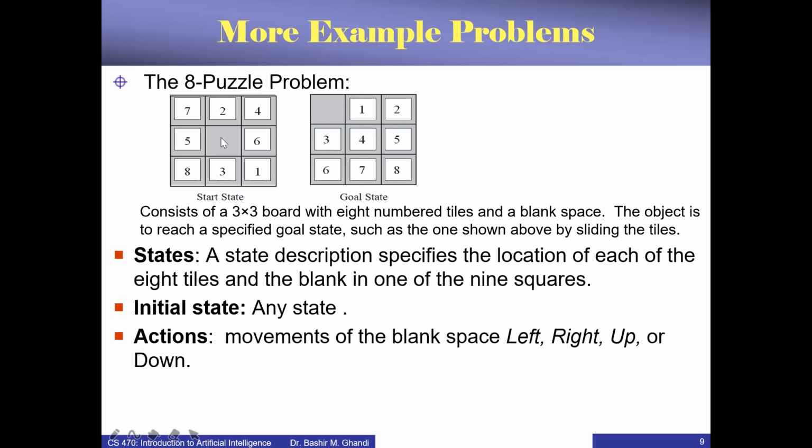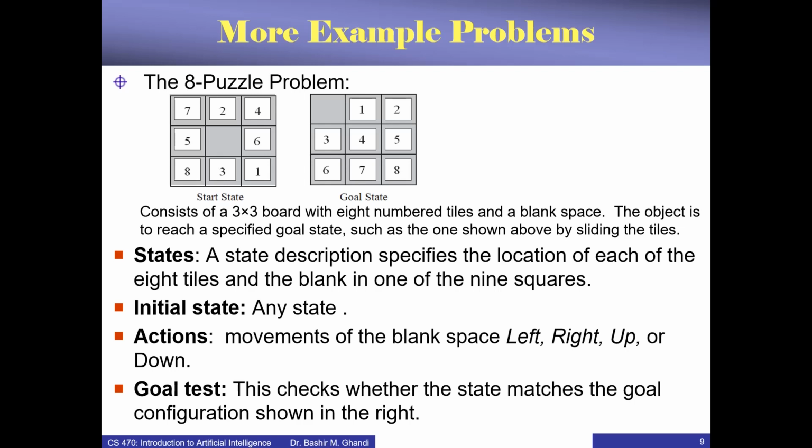Here, for example, the blank going to the left means 5 will come here, so the blank will go to the left. The blank can also go to the right, which means 6 will come to the middle and the blank will move to the right, and the same way up and down. So these are the possible actions based on the blank, not based on the individual slides that have the numbers on them. What is the goal test? The test should simply check whether the state matches the goal configuration, which we see here.